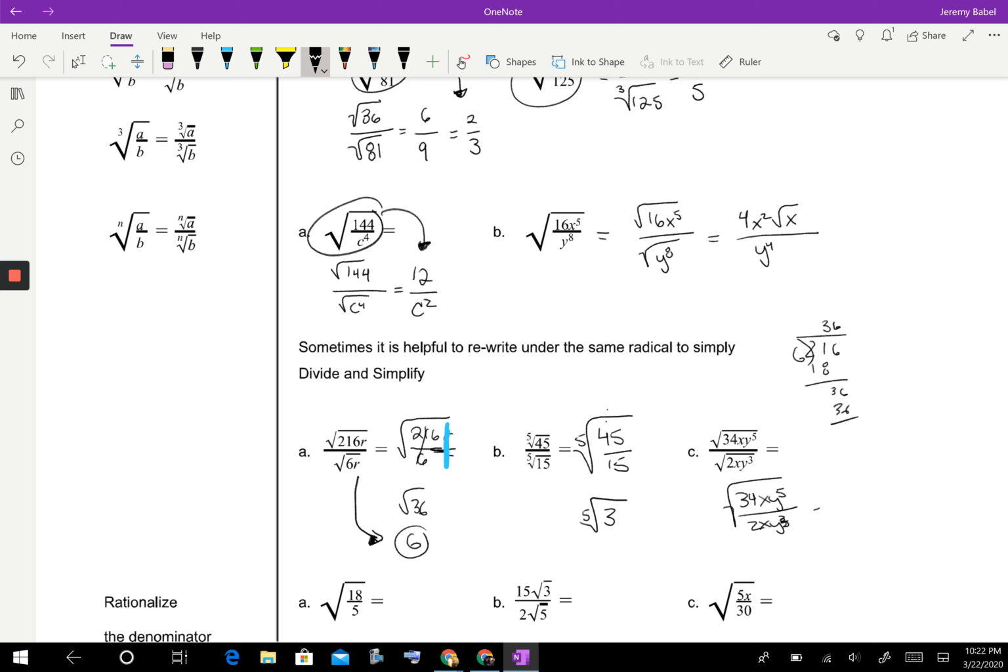And then 34 over 2 is 17. X divided by x cancels. And y to the fifth divided by y cubed is y squared, which means we can simplify that a little bit more. 17, we can't do anything with that, but we have a pair of y's here, so let's pull that out. Y times the square root of 17. So this whole complicated thing simplifies to y times the square root of 17.